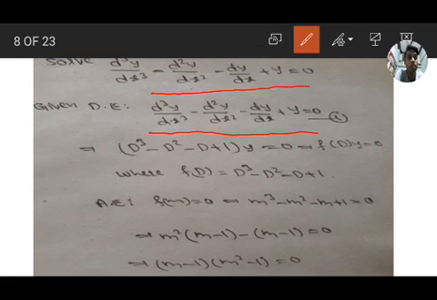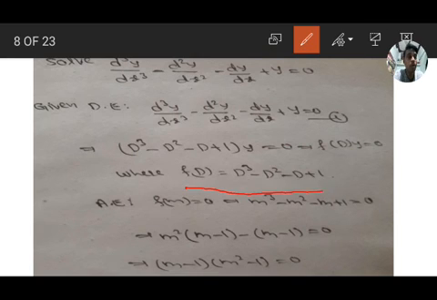So first write it in symbolic form. D cube y by dx cube means D cube, d square y by dx square means D square, dy by dx means D, y means 1, of y equal to 0. F of D of y equal to 0, where f of D equal to D cube minus D square minus D plus 1. Next, the auxiliary equation. Auxiliary equation means f of m equal to 0, that is m cube minus m square minus m plus 1 equal to 0.